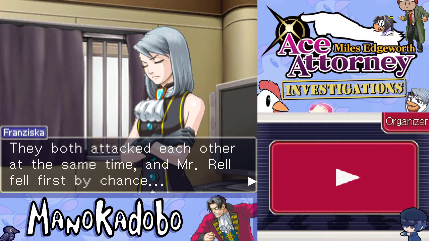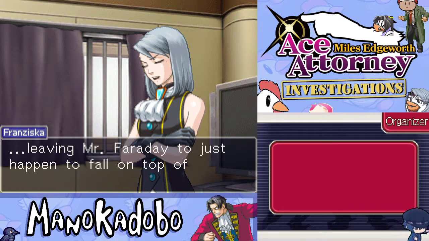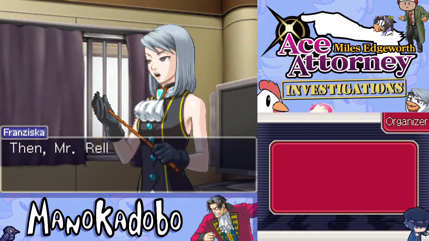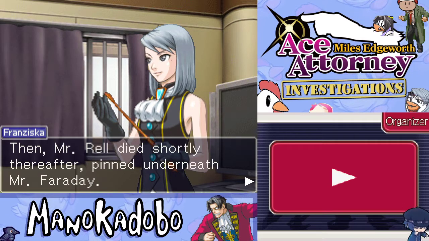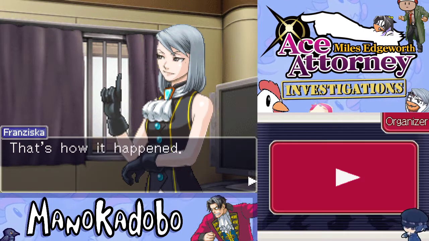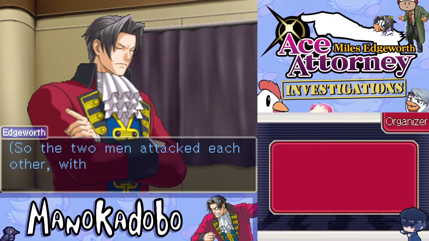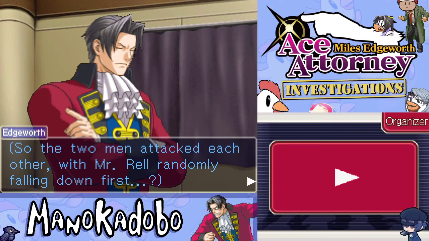They both attacked each other at the same time, and Mr. Rel fell first by chance, leaving Mr. Faraday to just happen to fall on top of him. Then Mr. Rel died shortly thereafter, pinned underneath Mr. Faraday. That's how it happened. So the two men attacked each other, with Mr. Rel randomly falling down first.